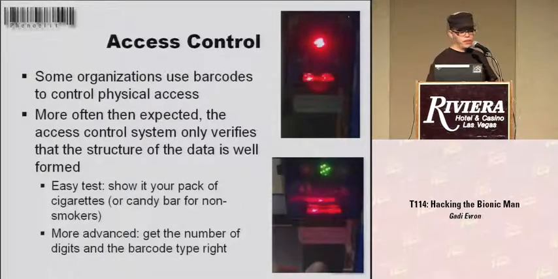Another thing that people use barcodes for is access control. More often than you would expect, the access control system only verifies that the structure of the data is nice, which means that it can read a barcode. It will not look at the content, not at all. It's a really easy test. When you have an access system that uses barcodes, just take your pack of cigarettes or whatever you currently have on you with a UPC and scan it and see if the door opens. Don't be too surprised if it does, because that's a really regular case. Other than that, you can just get the right number of digits on your barcode and scan it, and it will open the door. That frequently works.